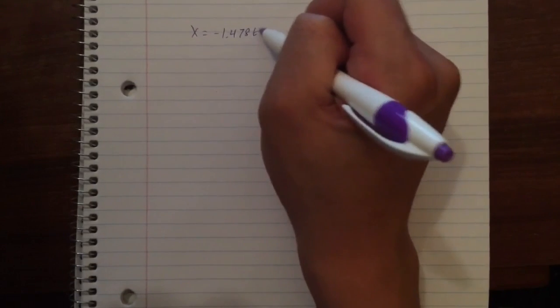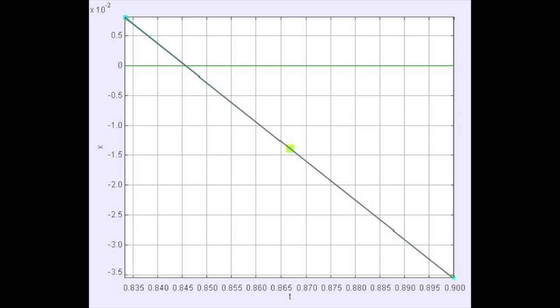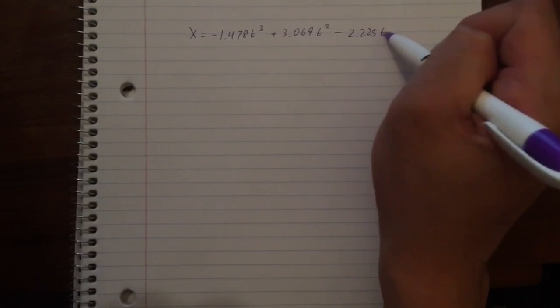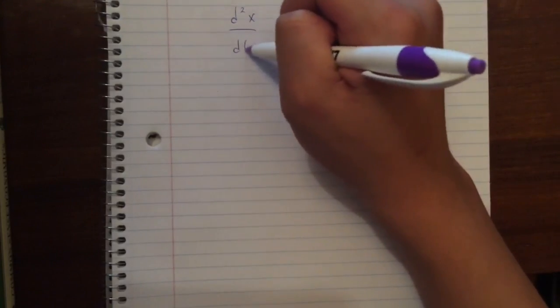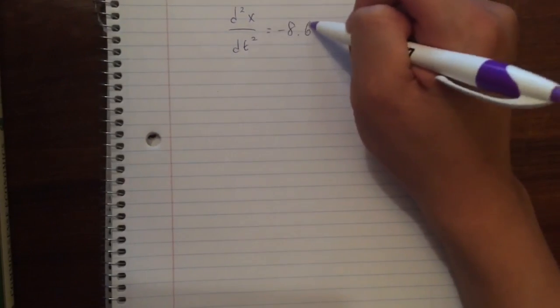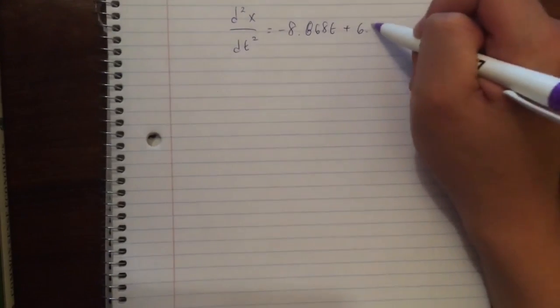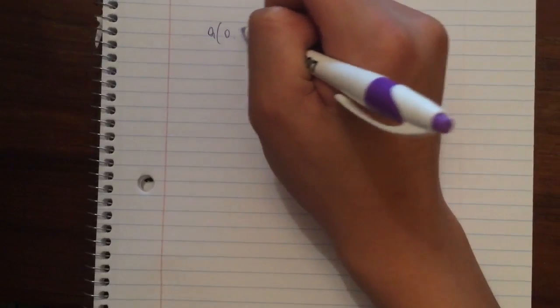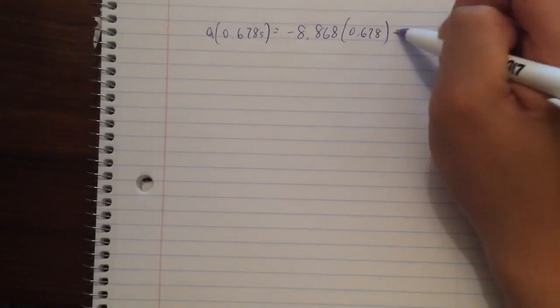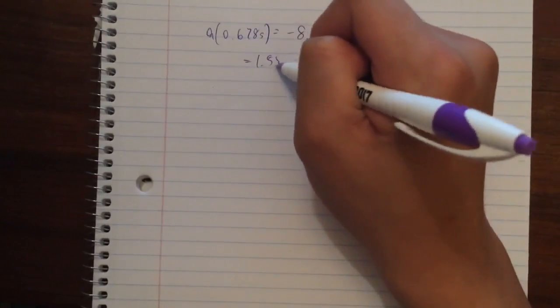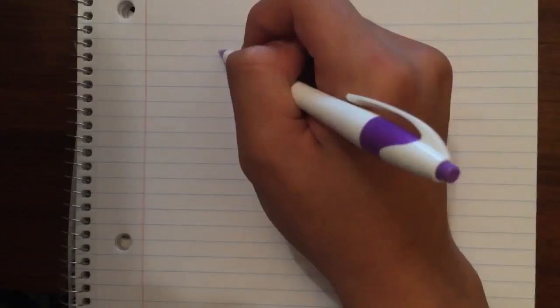To find the acceleration, we can use Tracker's plot fit to find an equation for the graph. This is the distance as a function of time equation as a cubic polynomial. Taking the second time derivative of this equation, we get the equation for acceleration. When the ball hits the magnet, t equals 0.867 seconds. Plugging this into the equation, we find that the magnitude of acceleration is equal to 0.155 meters per second squared.